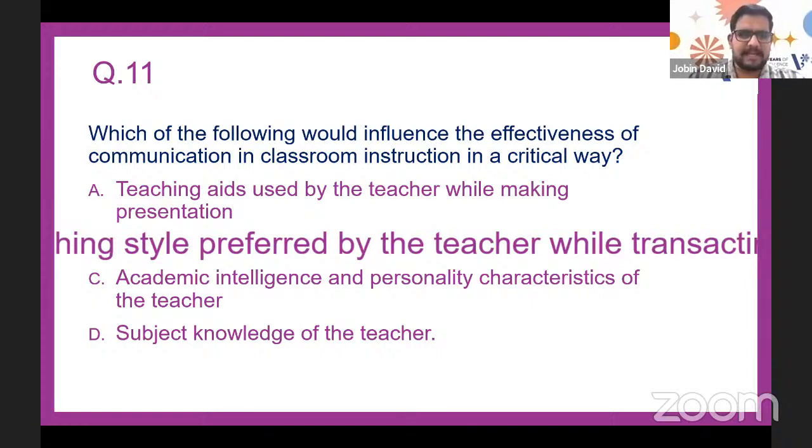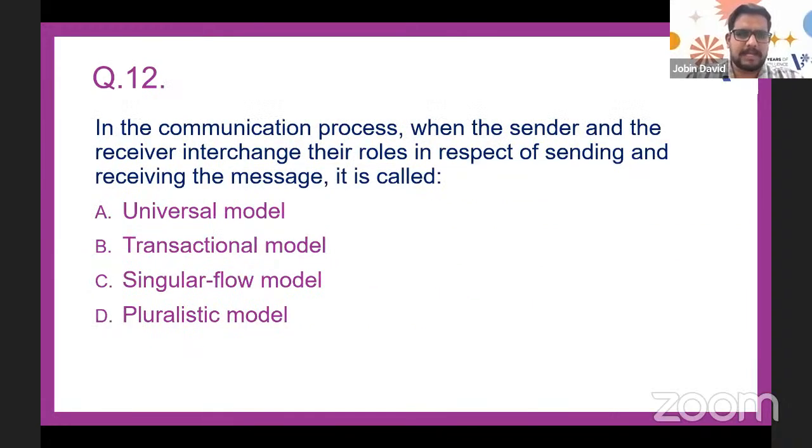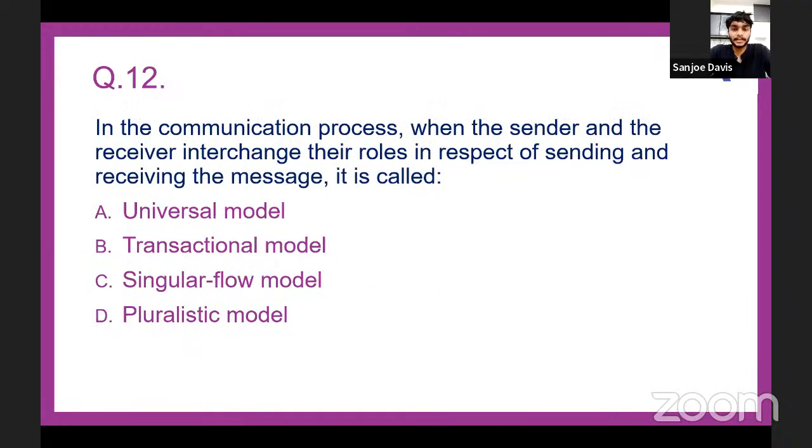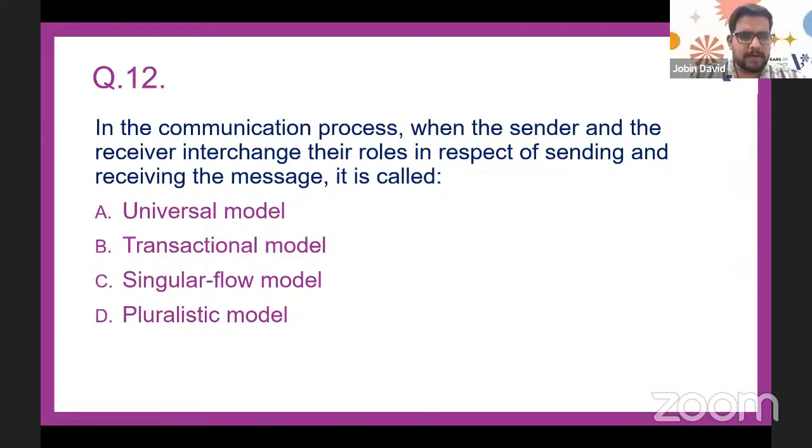So we have the next question, the last question for today, the 12th one. Sanjo, can you read that? In the communication process, when the sender and the receiver interchange their roles in respect of sending and receiving the message, it is called: A. Universal mode, B. Transactional mode, C. Singular flow mode, and D. Pluralistic mode.